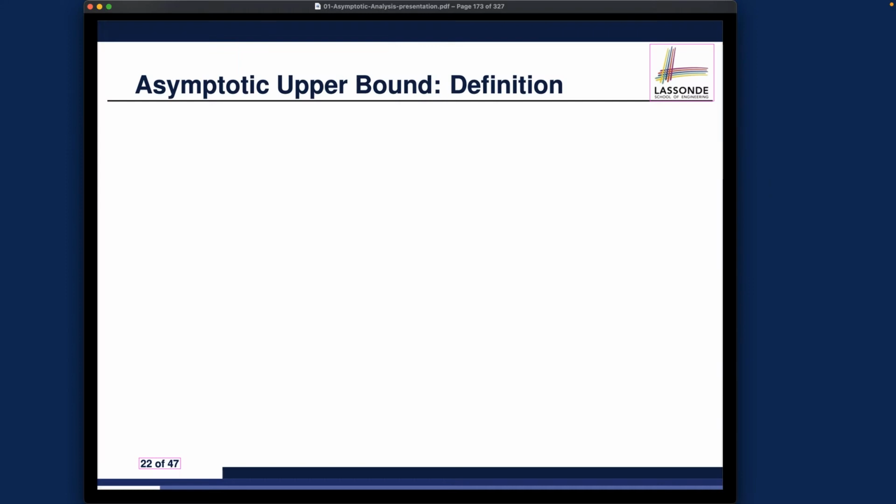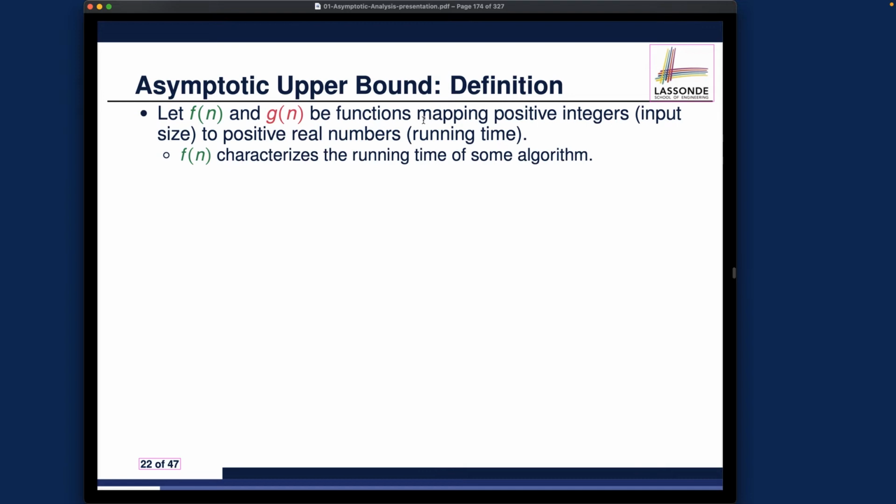Let's now formally define what an asymptotic upper bound is. Typically, we have to consider two functions in order for us to really give the definition. So we got two functions over here. We got f of n, and also we got g of n.